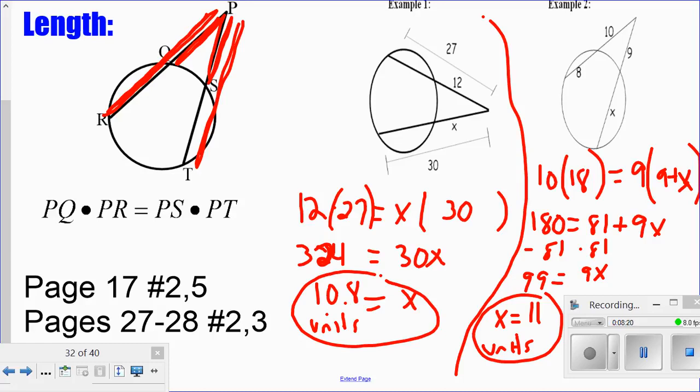Okay, now I'd like you to give these a try. Page 17, 2 and 5, page 27, 28, numbers 2 and 3. Please work on those now.